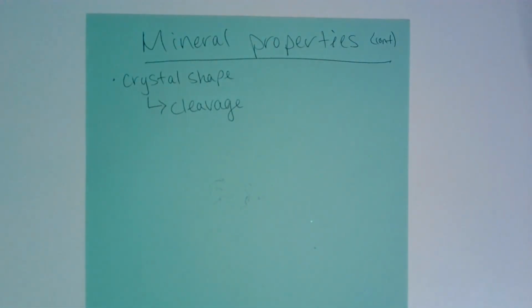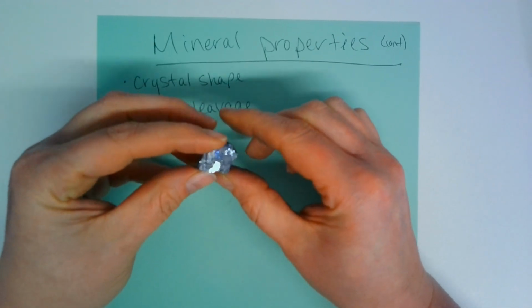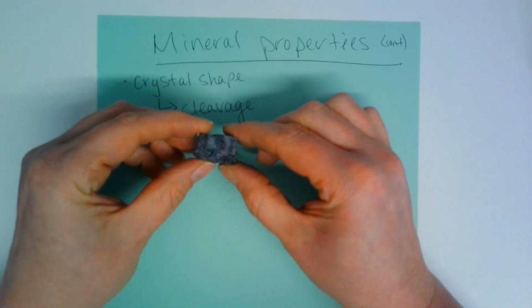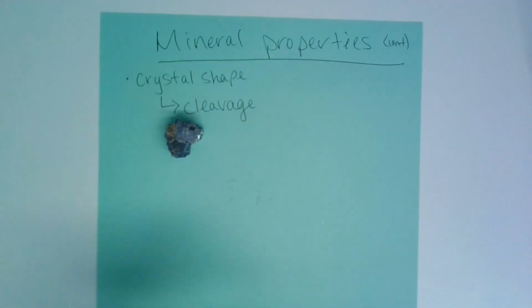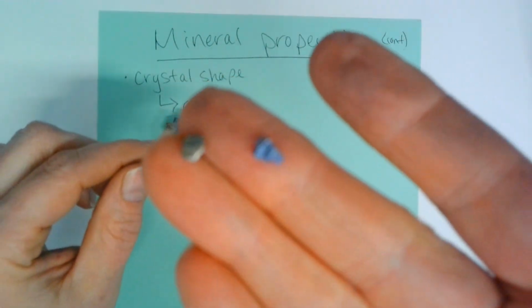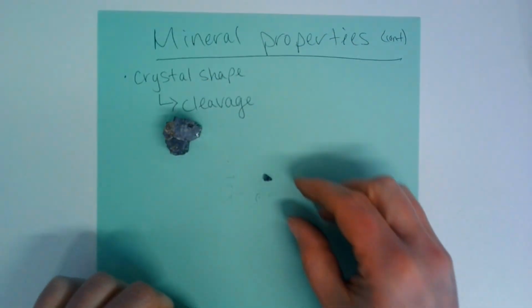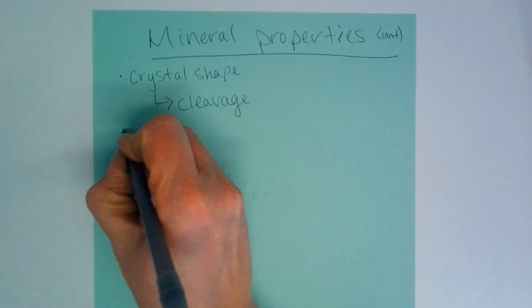It does not need to be a perfect straight line. It can be cubes. So this is galena. I've shown this to you a couple of times. When galena breaks, it breaks into perfect little cubes. I'm trying to find my little samples. So these are very difficult to see. And they just break off into little perfect cubes.